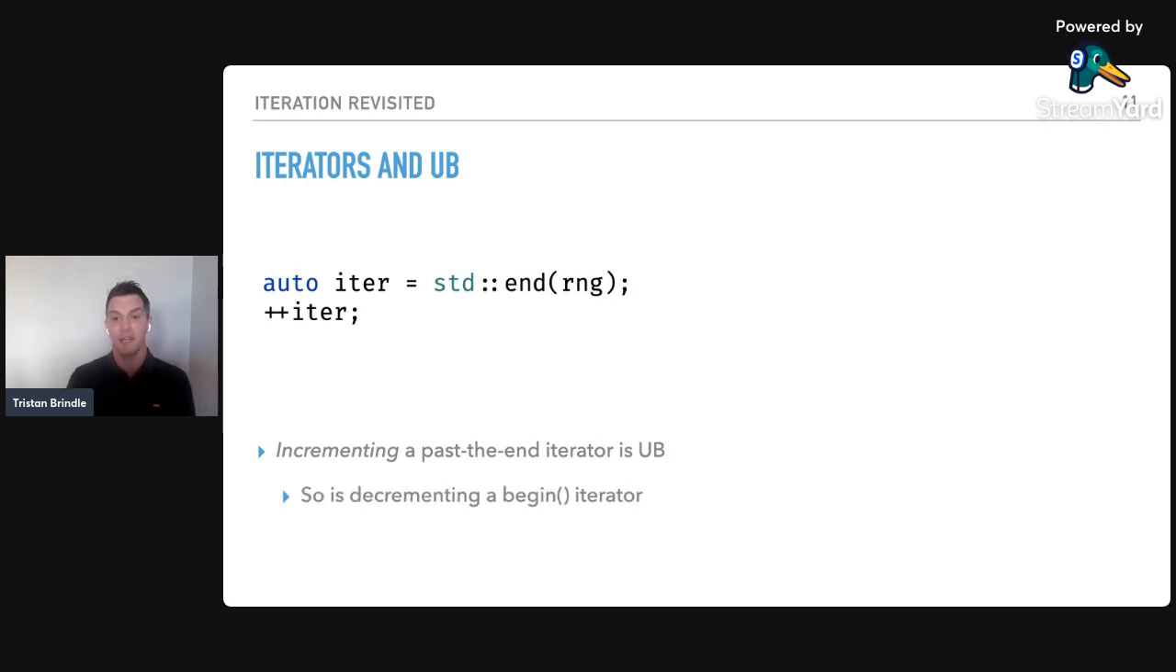And so is decrementing a begin iterator. If we have a bidirectional range, we get an iterator to the first position and we decrement that iterator, operator minus minus, that's undefined behavior. The same thing happens if we have a random access iterator and we do random access jumps that happen to land outside of the range, it's undefined behavior.